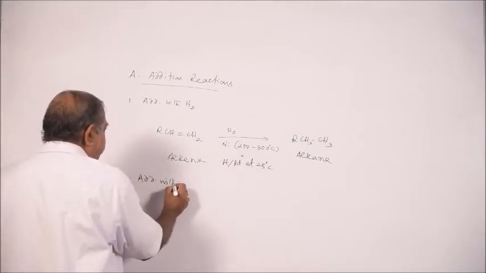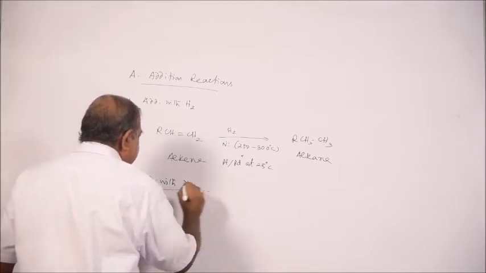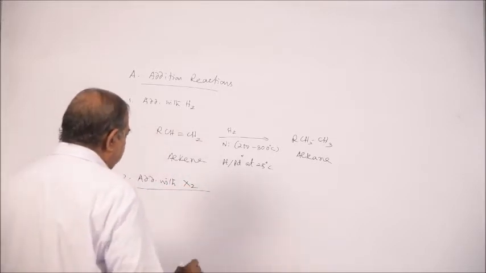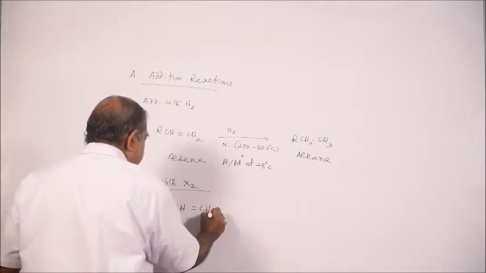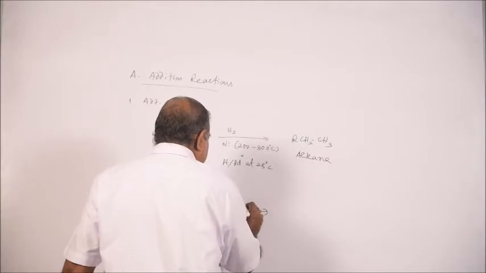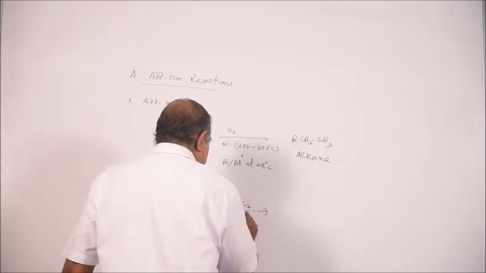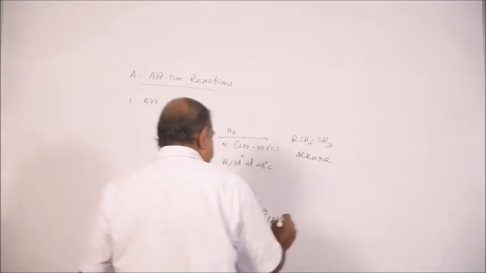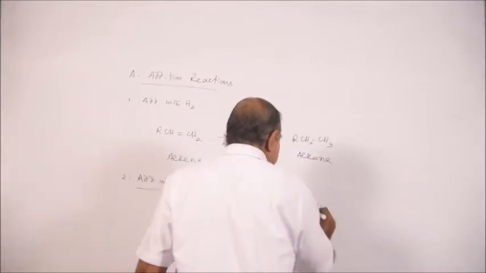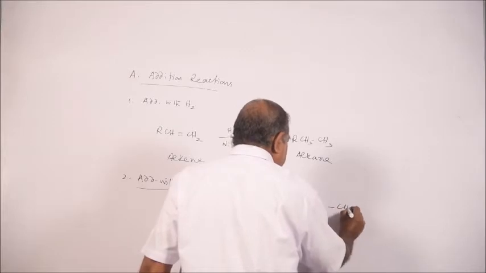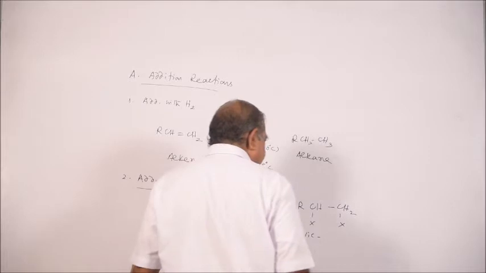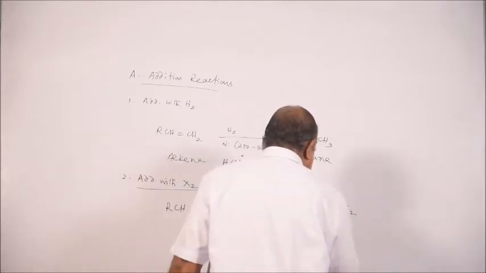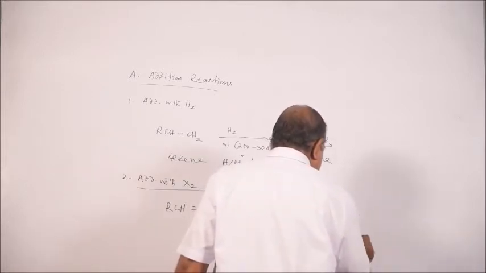Number 2, addition with halogens, say X2. X can be fluorine, chlorine, bromine, etc. When you take an alkene, halogen is a reactive element. It can be fluorine, chlorine, bromine or iodine. It will form a dihalide where you can find 2 halogen atoms attached to 2 adjacent carbon atoms. So this is your vicinal dihalide.